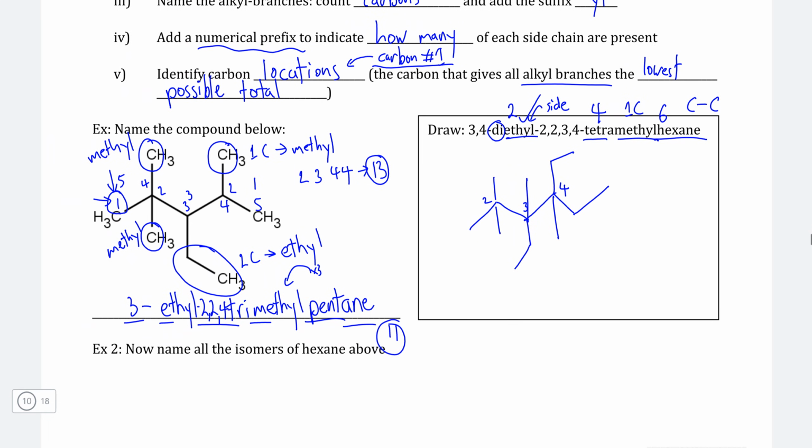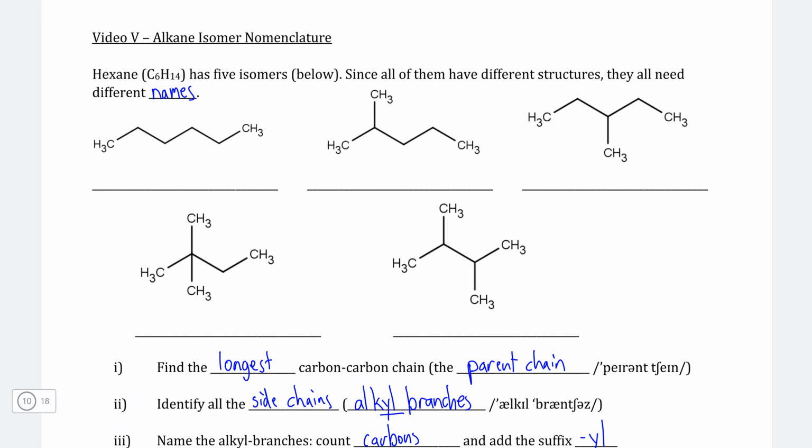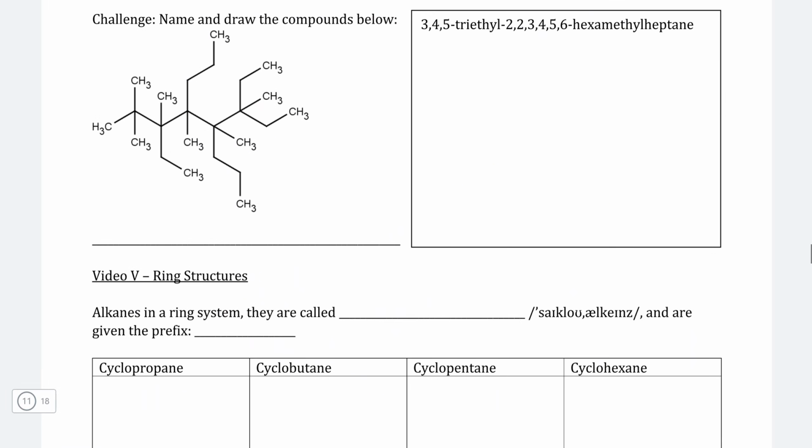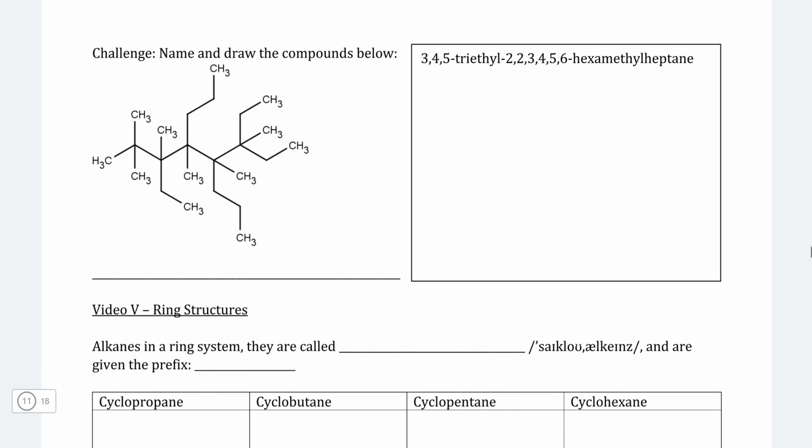Now that you've had practice with both naming a complicated alkane with side chains, using this example here, and drawing the structure of a complicated alkane from a given name, firstly, you can name all of the isomers of cyclohexane up below before moving on to these ultra-challenging molecules that you find on the next page.